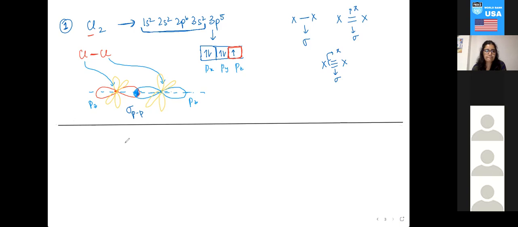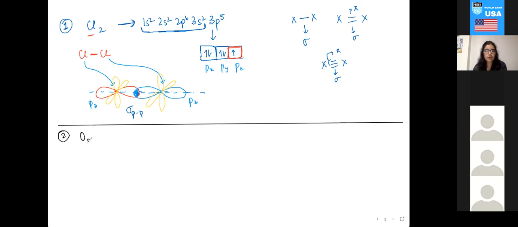So if the px and py also had to share, then there would be a double or a triple bond. So in that case, it would be 1 sigma and 2 pi, or 1 sigma and 1 pi. Correct, absolutely. And that's what we'll be discussing right now. So the first one, chlorine, is done.